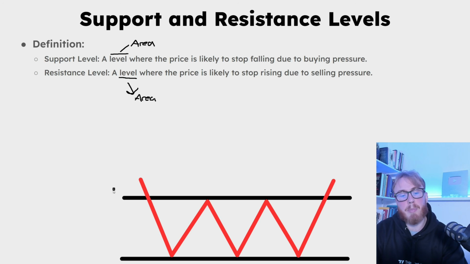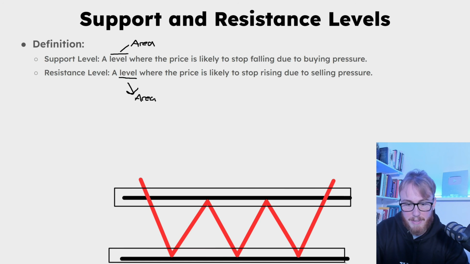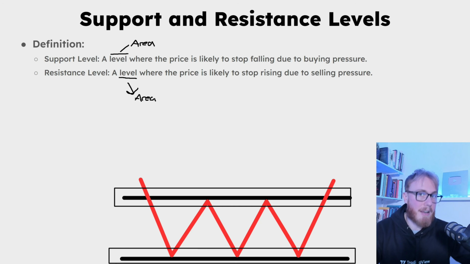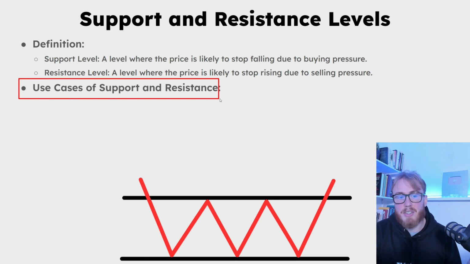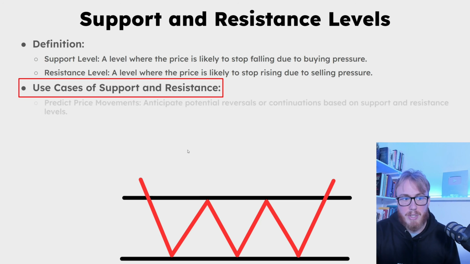More often, there will be broader areas, for example, something like this or something like this. So already at this point in the course, I want you guys to think about support and resistance areas instead of support and resistance levels. But now, what about the use cases of support and resistance? Why is support and resistance even important when it comes to trading?